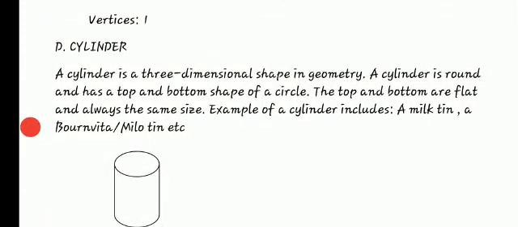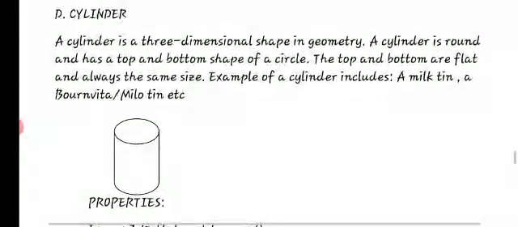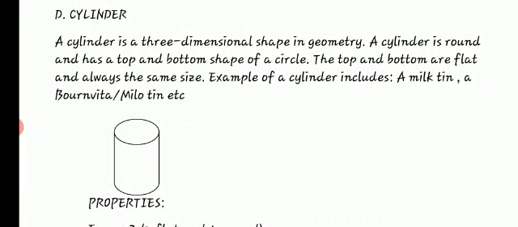I will go to cylinder. A cylinder is a three-dimensional shape in geometry. A cylinder is round and has a top and bottom shape of a circle. Look at your tin of milk. That's the cylinder. Tin of Bonfita, Milo. When you place it down, that is the bottom, and the upper part. All those bottom and top parts, they are circles. So the top and bottom are flat and always the same size. Examples of cylinder include a tin of milk, a Bonfita tin, etc.